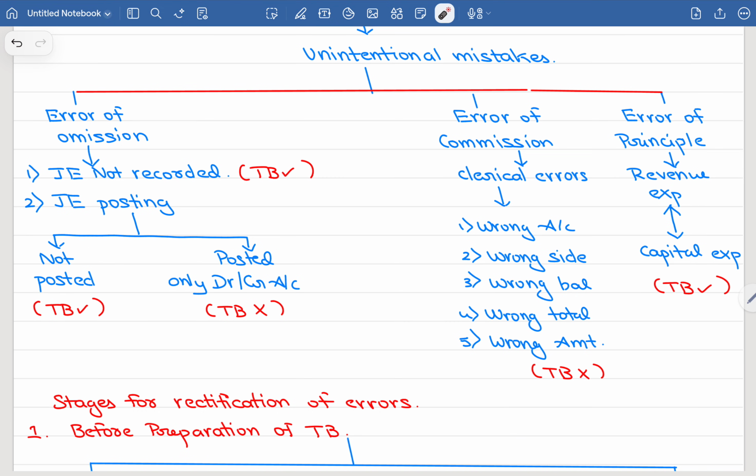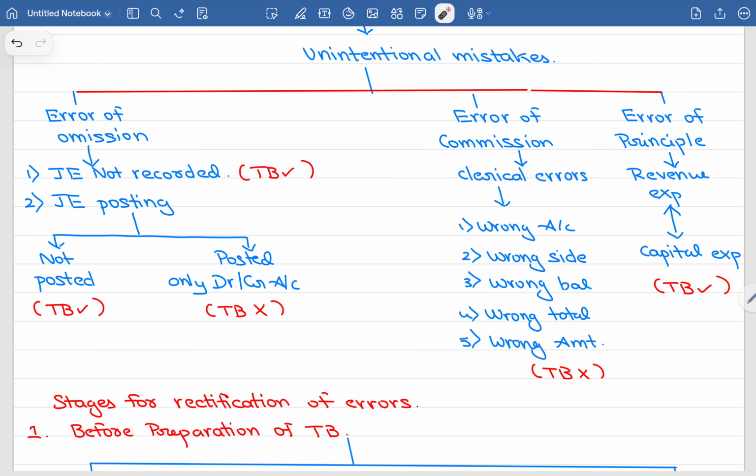Second one is error of commission, like clerical errors like wrong account, wrong side, wrong balance, wrong total, or wrong amount. In these cases, your trial balance will not tally. The debit will not be equal to credit. Whereas in case of error of principle, revenue expense is treated as capital expenditure or capital expenditure treated as revenue expenditure. In that case, your trial balance will tally, but it is an error which has to be rectified.